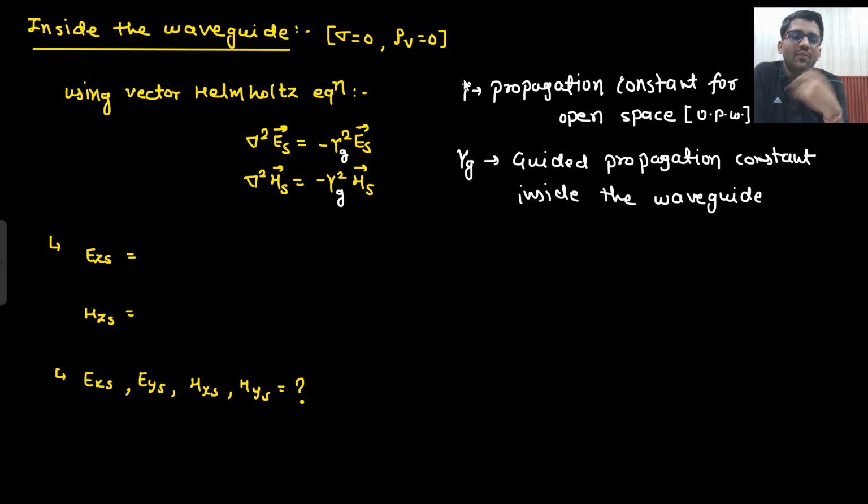That means if the wave was a uniform plane wave, if the wave was propagating in open space, then what would have been your gamma? What would have been your propagation constant? That would have been your gamma. Okay. So when you solve these equations, you will get the expression of Ezs. Now, how did I get the expression of Ezs? That mathematics no one will ask you, and nowhere it will be used.